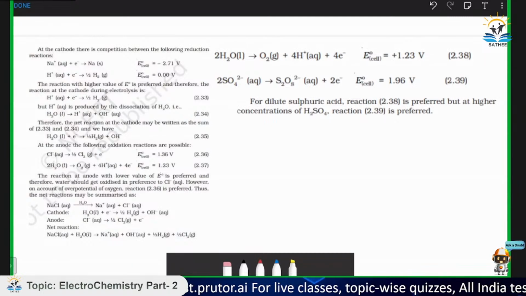At the anode, Cl minus and OH minus ionization are the reactions. According to E0 cell, Cl minus has the highest, so the Cl minus reaction should happen. But there is a, sorry, my bad.